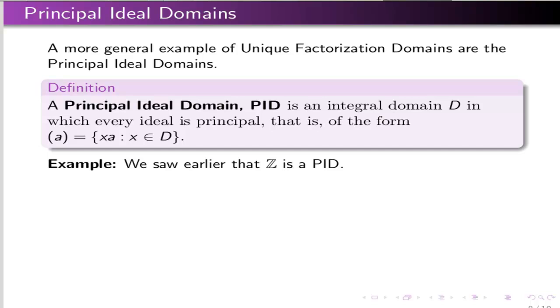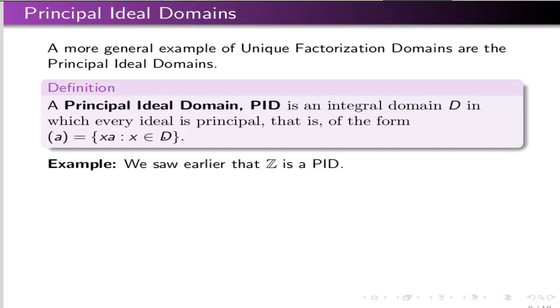Okay, now there's a more general type of domain that has unique factorization, and those are called principal ideal domains. So a principal ideal domain is an integral domain D in which every ideal is principal. That is, generated by a single element. And so we represent it with parentheses around A, and this just denotes the set of all multiples of A, the set of all objects X times A such that X is an element of the domain D.